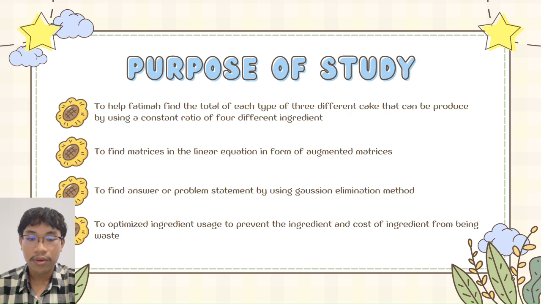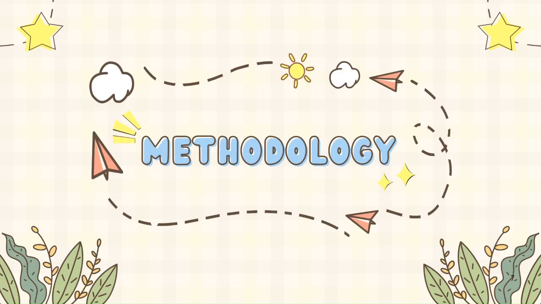Second, it is to find the matrix from the linear equations in the form of an augmented matrix. Third, to find the answer to the problem statement by using the Gaussian elimination method. And lastly, it is to optimize ingredient usage to prevent the ingredients and the cost of the ingredients from being wasted.